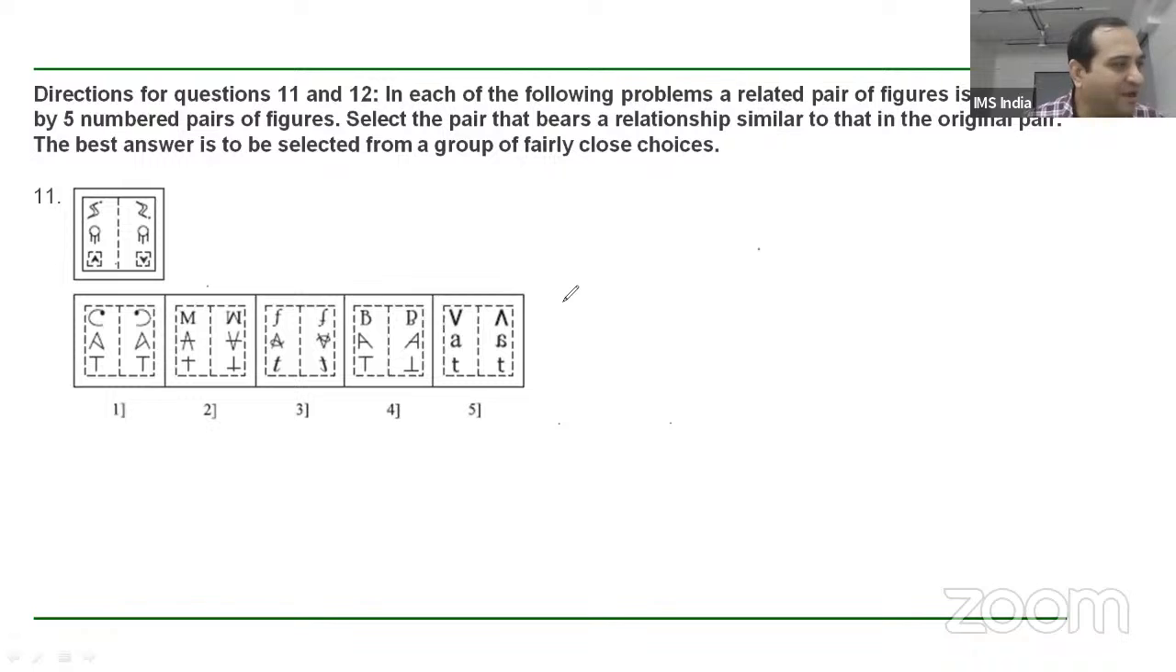I don't think y'all are tracing it properly. Okay. First thing, I hope y'all have read the question properly, because up till now we were doing analogy. Now, if you read the question, it says, in each of the following problems, a related pair of figures is given. Select the pair that bears a relationship similar to the original figure. You're looking at a relationship to be similar to that in the original figure, huh, guys? Yes, now you all have started getting right. I don't think you all read the directions properly.